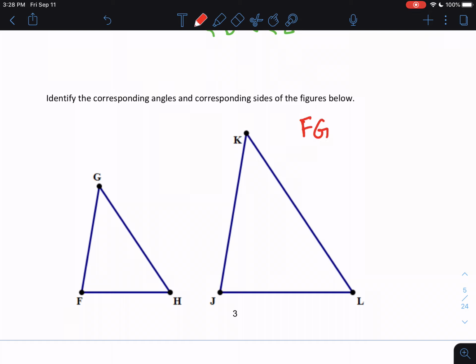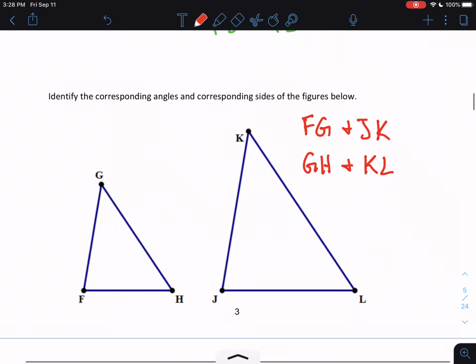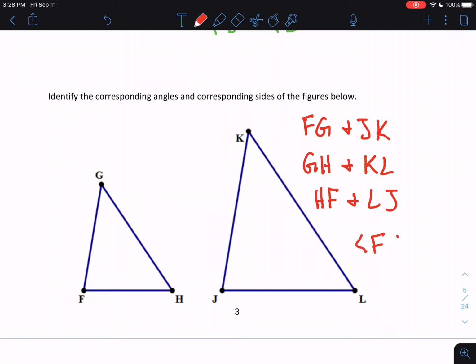So we have FG and JK, then GH and KL, and finally HF and LJ. So again, just as an example, if you had said FH and JL, that would have also been correct. Okay, so now corresponding angles, we have angle F and angle J, angle G and angle K, and that's the angle symbol, that's like the less than symbol, and then angle H and angle L. So those are the corresponding sides and angles.